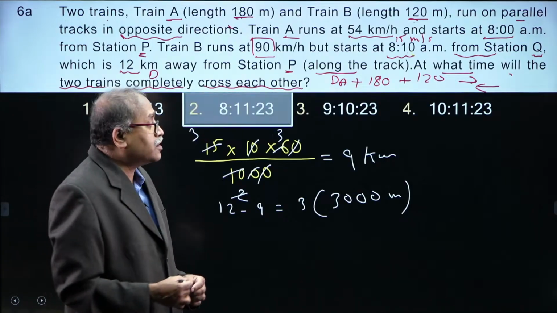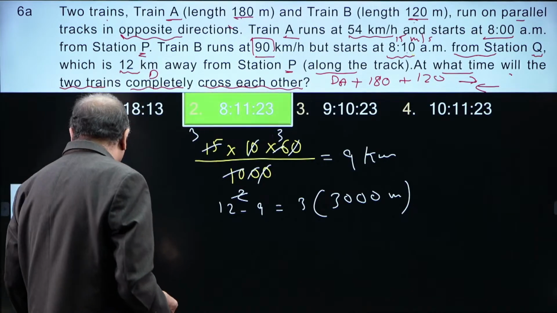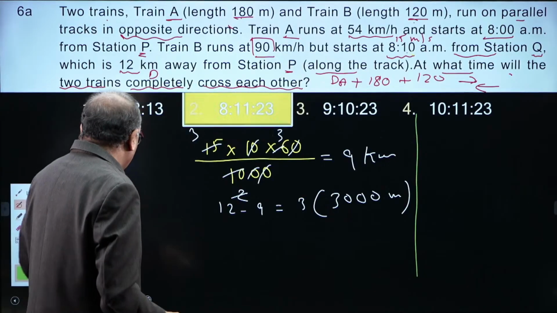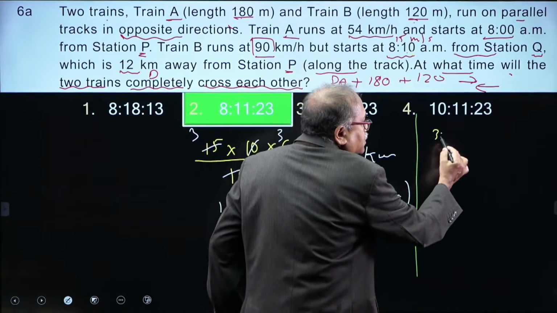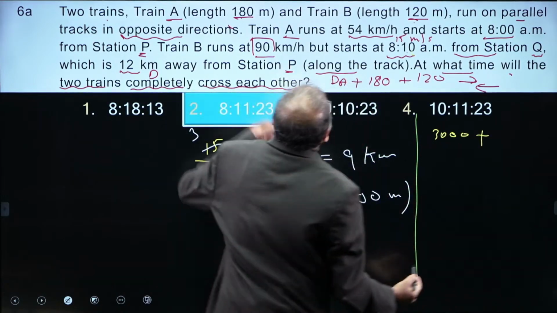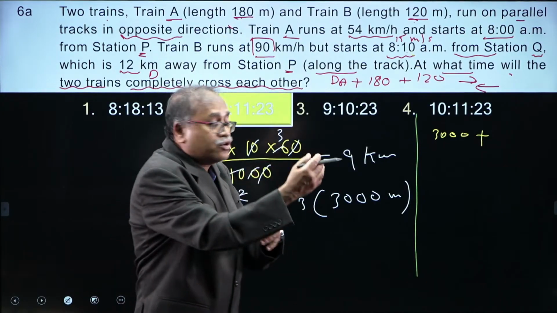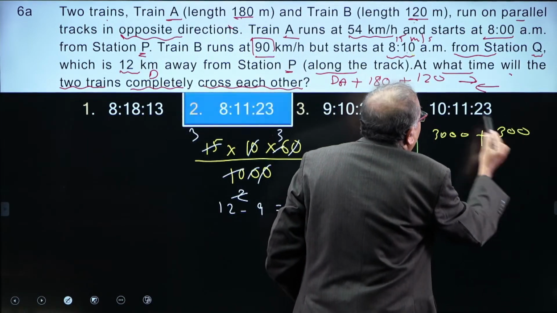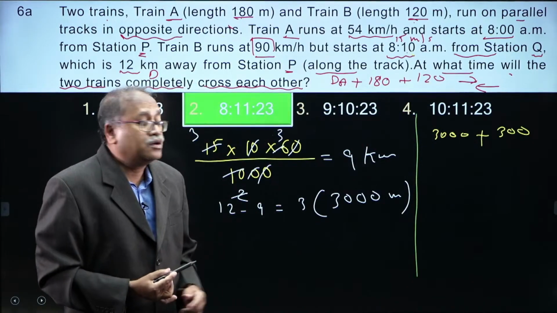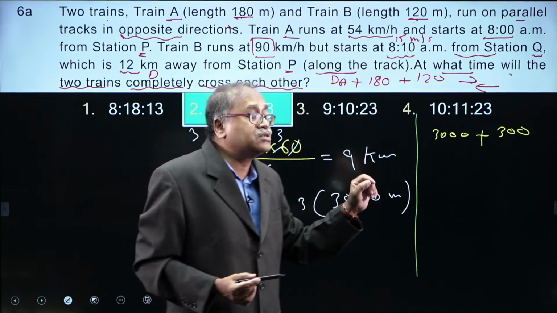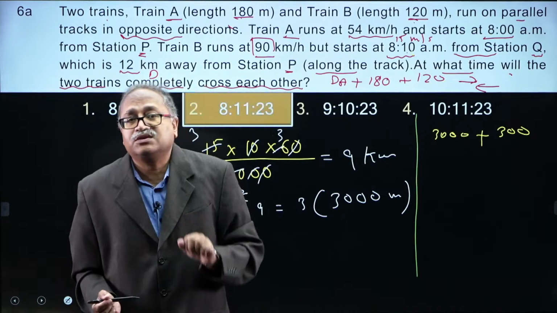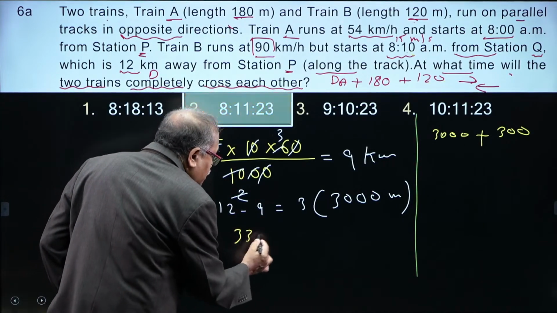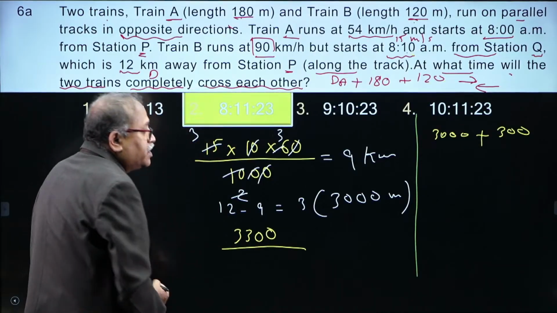Now, coming to the total distance, as previously Appel-Naidu rightly noticed in the previous question, the total distance is 300 plus the length of train 1, because they will cross each other. So, 180 plus 120, and that gives us 300. The total distance is 3300. Well said, sir, 3300, and they are moving in opposite directions.